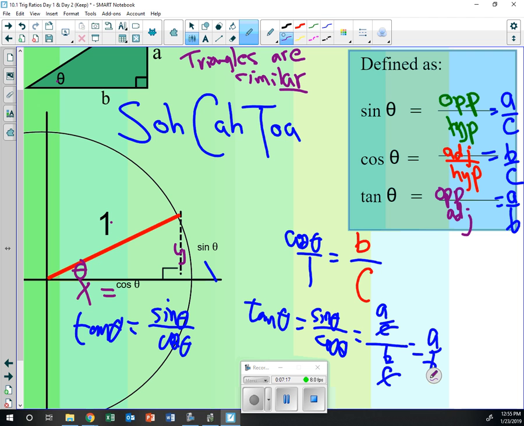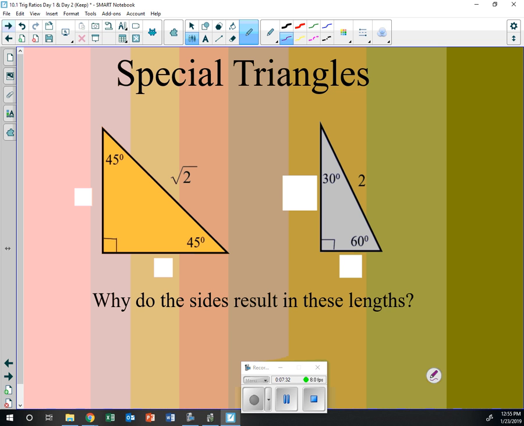But again, sine is opposite over hypotenuse. Cosine is adjacent over hypotenuse. Tangent is opposite over adjacent. Feeling a little better about that? Now you get to see where it comes from. Well, let's do some special triangles now.